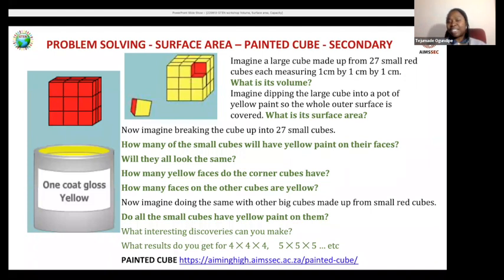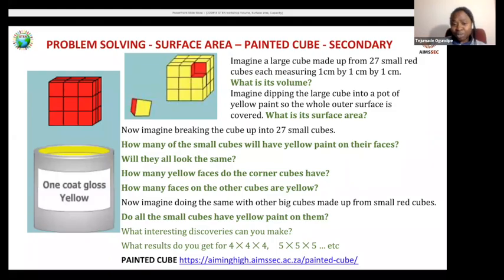Now I want you to imagine breaking the cube up into 27 small cubes. Now they are broken down. If you look at the other image that has one part removed already, we can see red inside and then yellow outside of it. How many of the small cubes have yellow paint on their faces? How many do we have? They all look the same. So let's imagine those that have the yellow paint on the surface. Will they look the same?